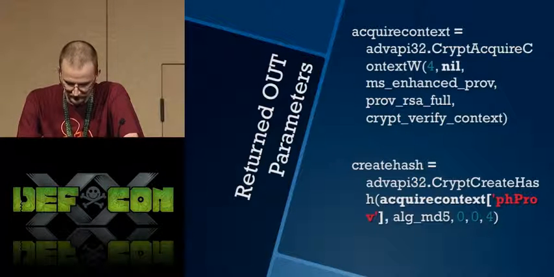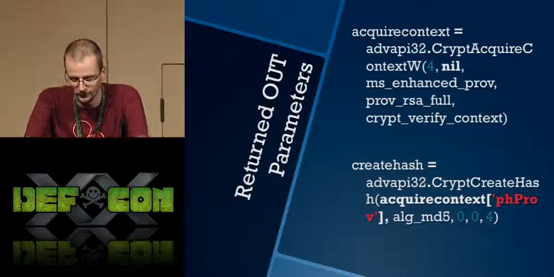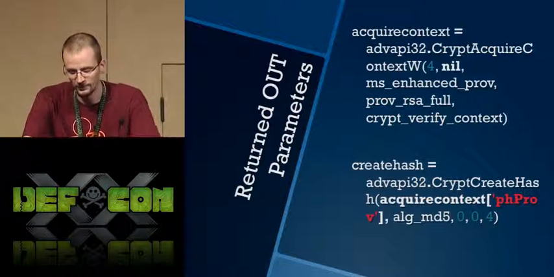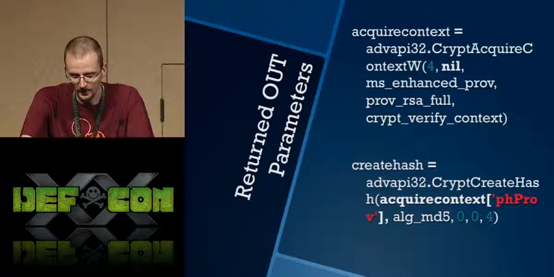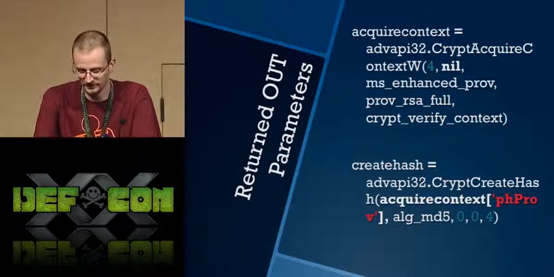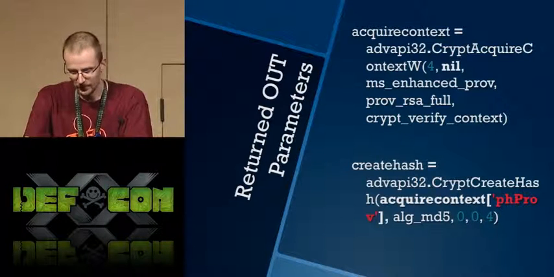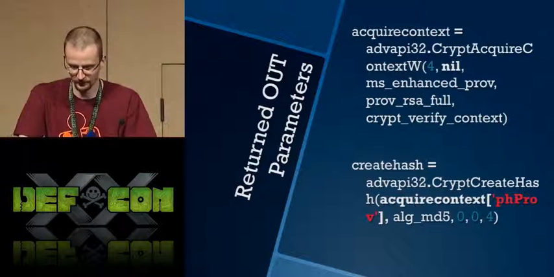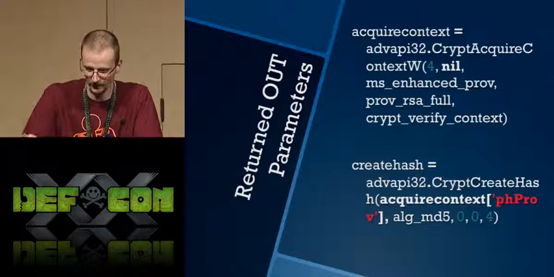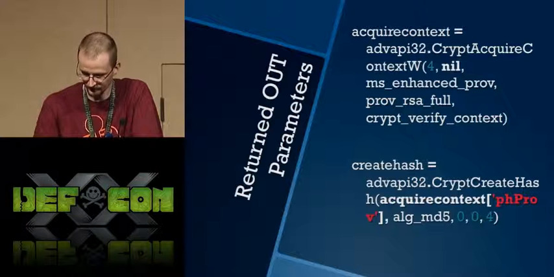This is just an example of some code using Railgun with two different function calls. Basically we acquire the cryptographic context here, and the return value is then used in the next function call. So we call CryptAcquireContext and we get that hash, and we just make a reference to the phProv value out of the return and pass that into the next function call.